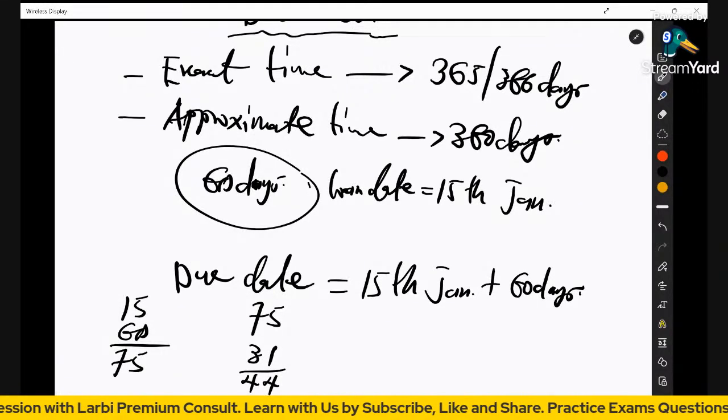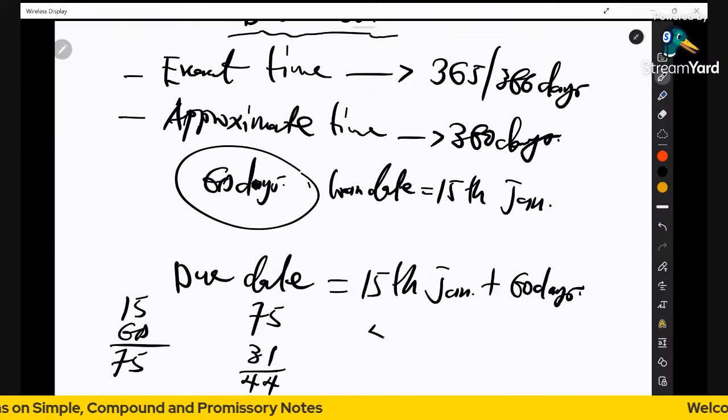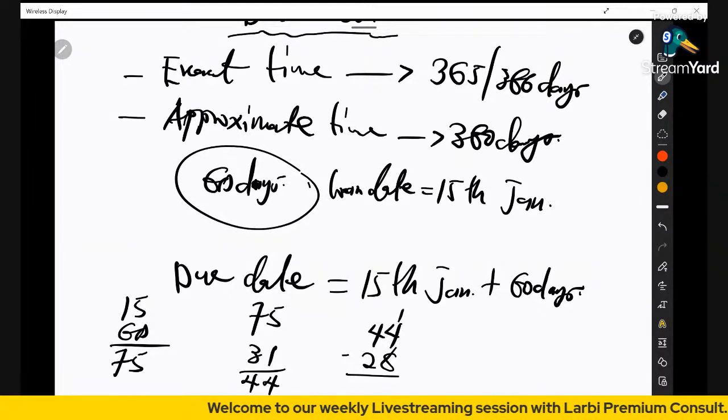So once I'm done with January, what is the next month after January? That is February, right? And a February in exact normal time will have 28 days. So this is what I will do. I'll continue to subtract again. So I'll have 44 minus 28. So what am I getting here? Here is 14, right? I'll just throw the 4 away, left with 10.